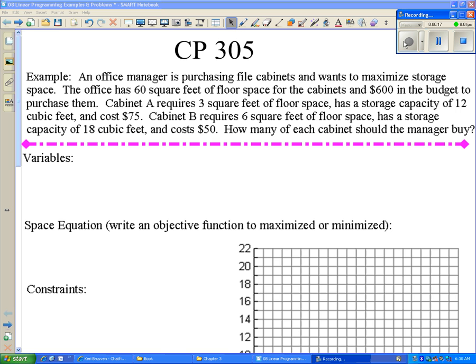So in your course pack on page 305, we're going to do this example. It takes up the entire page. So hit pause, get your course pack out, page 305, and then we will continue.